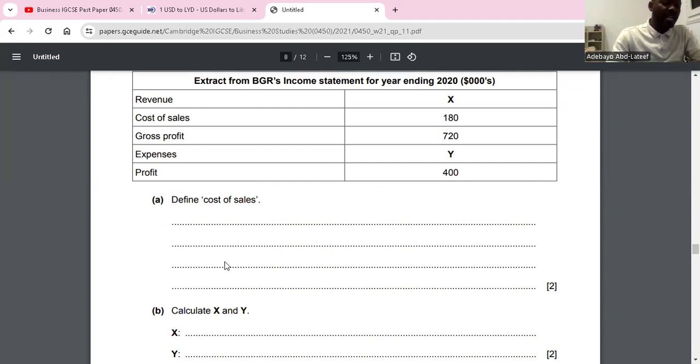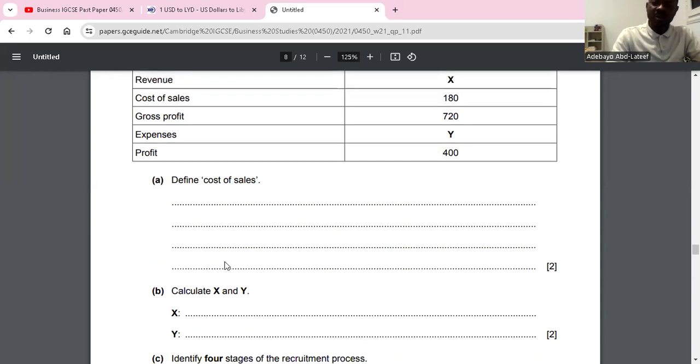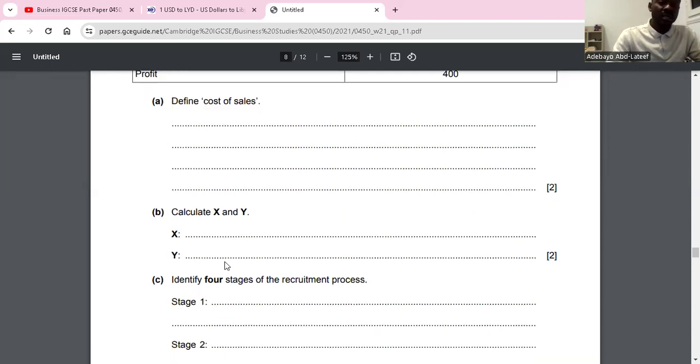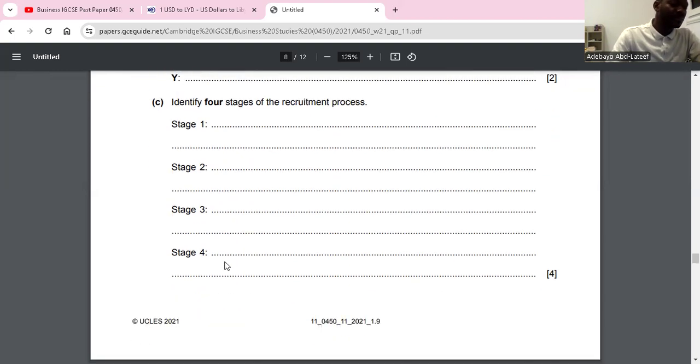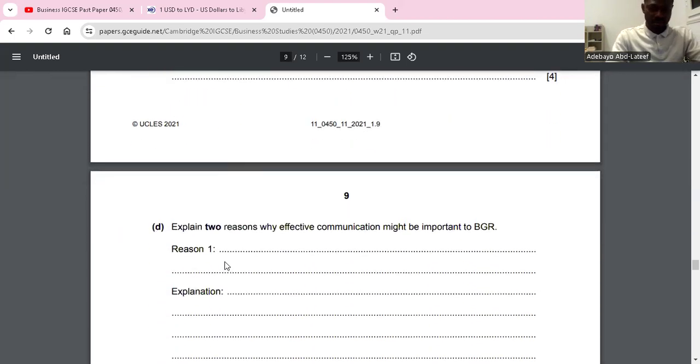Calculate X and Y. X is revenue. That is cost of sales plus gross profits, which is 900. And Y is expenses, which is gross profits minus net profits. Clear? That's 320. C, identify 4 stages of recruitment process. Identifying the vacancy, job description, job certification, advertising, if it is external recruitment. Go to D.